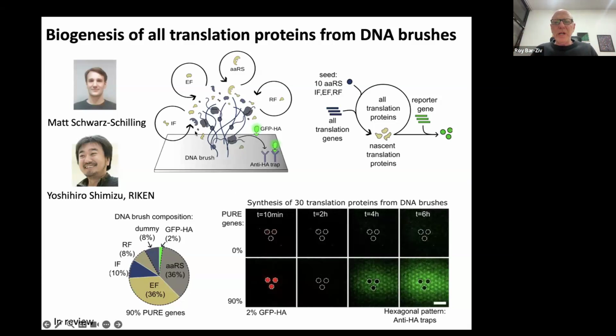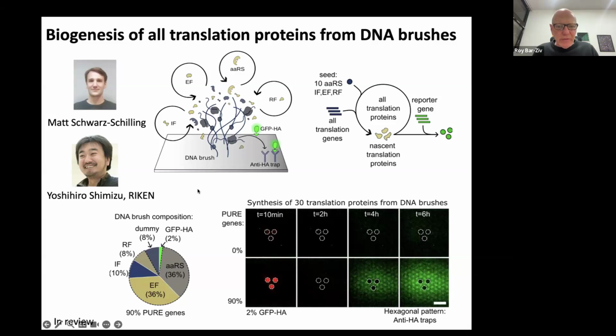This is our DNA brush, which now codes for all the respective genes, 30 of them. And this would be, for example, the composition of the DNA brush which we encoded. So it has all the genes: factors, initiation, elongation, release, synthetases, and a reporter gene. This would be GFP, and the GFP has an HA tag, for which there are antibody patterns nearby. So think of a little fountain: the DNA brush is being expressed, the genes are expressed, the proteins are made, and the reporter gene comes out, and then, like a fountain, is captured nearby to give us these green patterns, in this case hexagonal patterns.